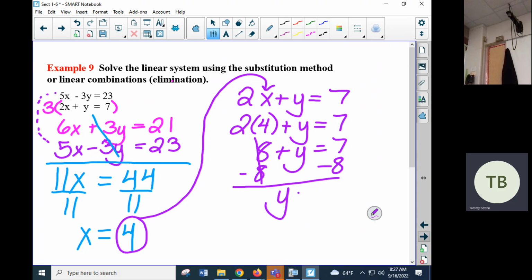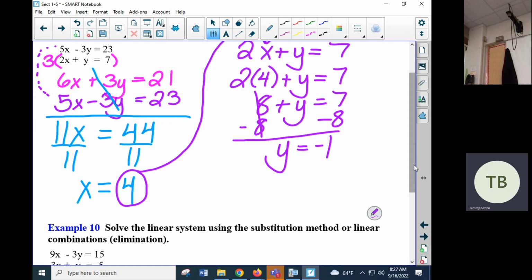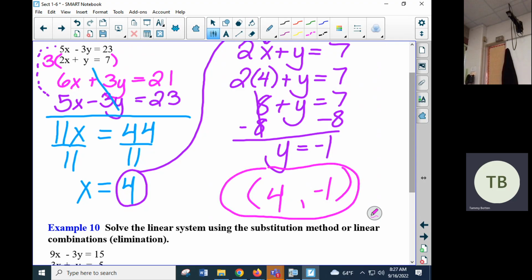And y is negative 1. Okay. Final, what you do is you write this as an ordered pair. So this is 4, this is negative 1. And what that means is if you graphed both of those lines, they would intersect at this point. And you could put those back in, multiply this by 4, multiply that by a negative 1, and see if it's equal to 23 if you wanted to check it.